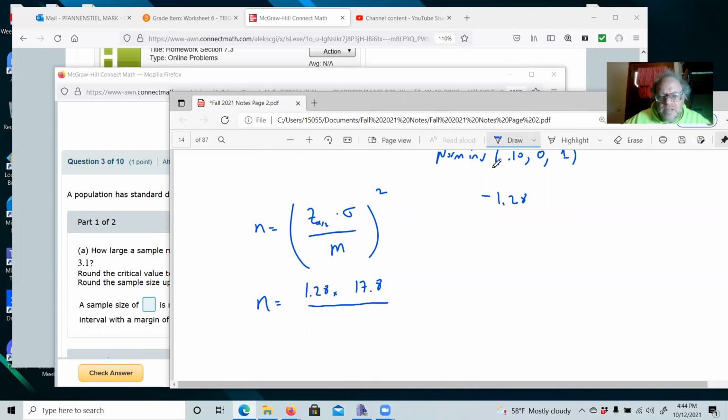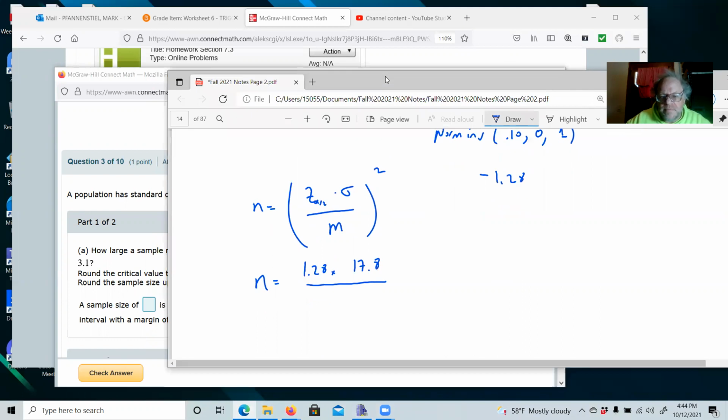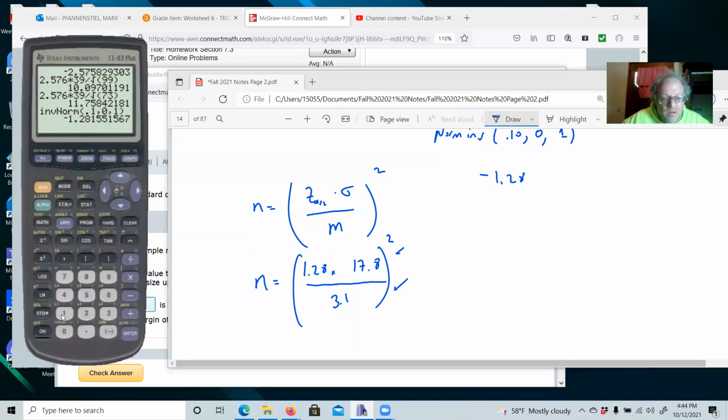divided by what margin of error did they want? They wanted a margin of error of 3.1. We got these because they told us. We got this one because they said 80%, and then they left it up to us. And then we're going to square. To put that in the calculator, we say 1.28 times 17.8 equals, divided by 3.1. All of that is just a fraction. We haven't squared it yet, so the next thing I'm going to do is square it.